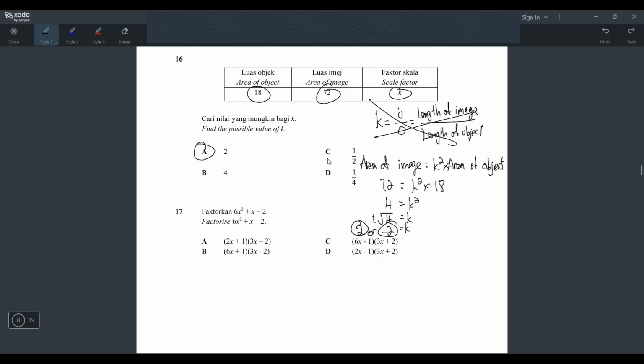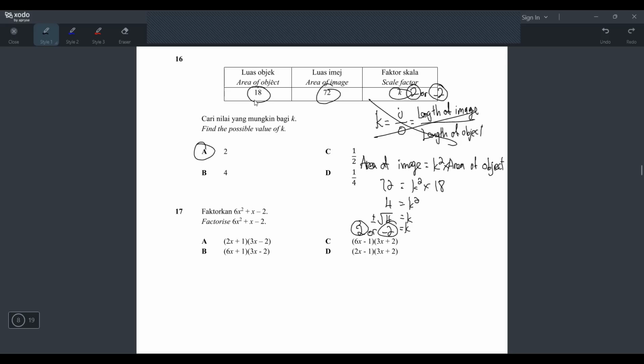Because there's no negative 2 here, only 2 here. So the answer is A. But I want to explain why the K can be 2 and negative 2. Do you remember if scale factor 2 means your image is getting bigger or smaller? Bigger. What if your scale factor is negative 2? Your image getting bigger or smaller? Bigger also. You don't tell me scale factor negative means smaller. No, no, no.